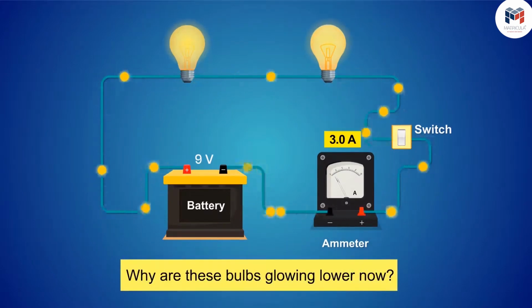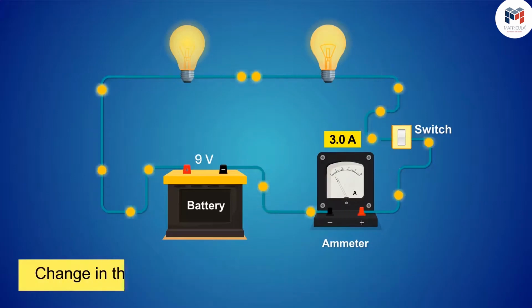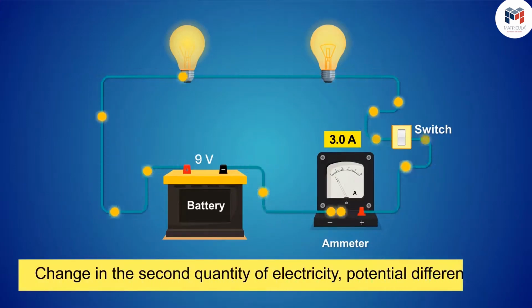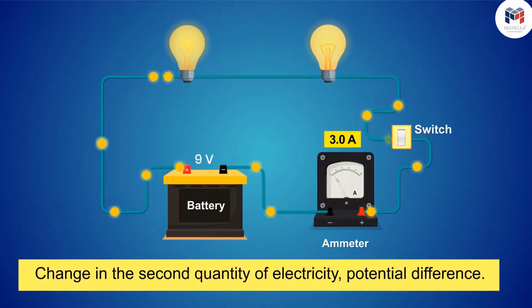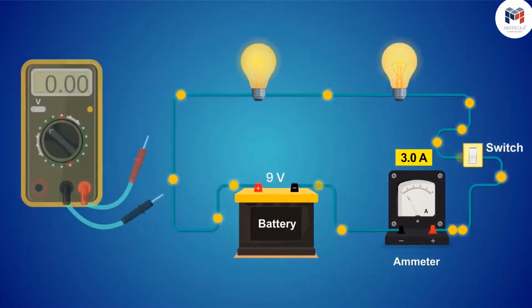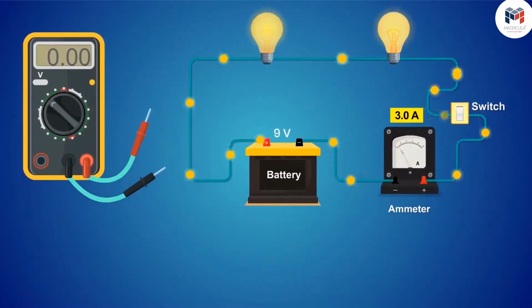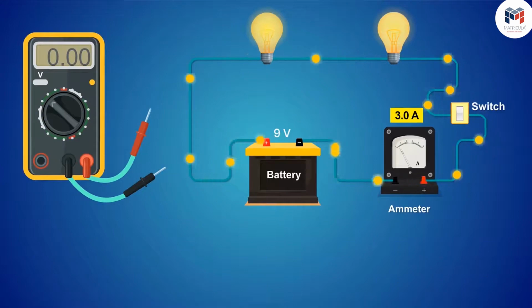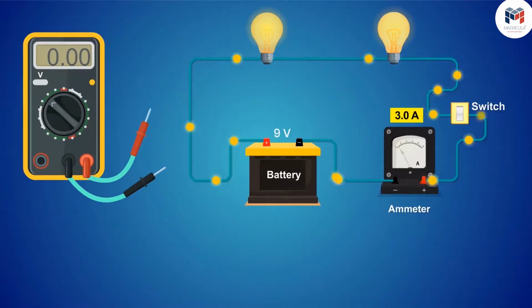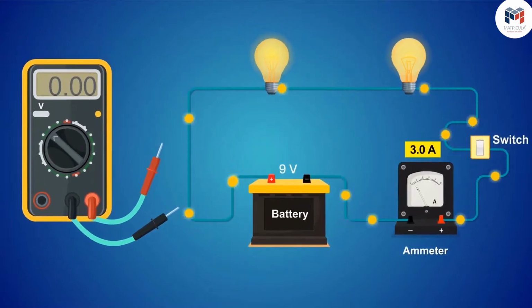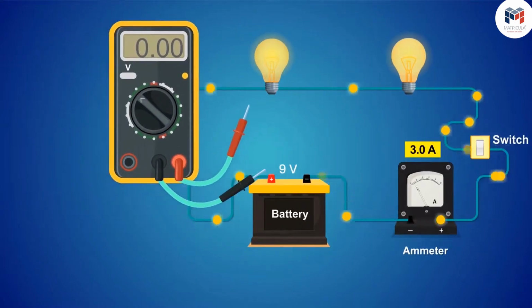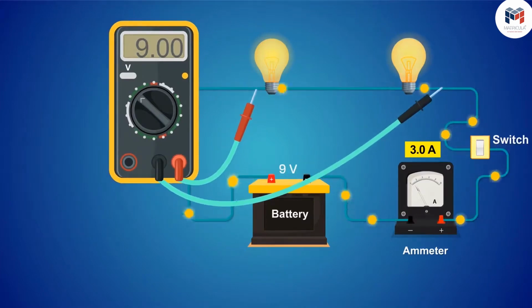The reason behind the low brightness of the bulb is due to the change in second quantity of the electricity, that is potential difference. Let us use a multimeter to measure the potential difference. A multimeter is a device used to find the value of many electrical quantities. Here this multimeter will act as voltmeter. If we put the multimeter at these points, we will get 9 volt, and if we connect it with both the bulbs, the reading will look something like this.